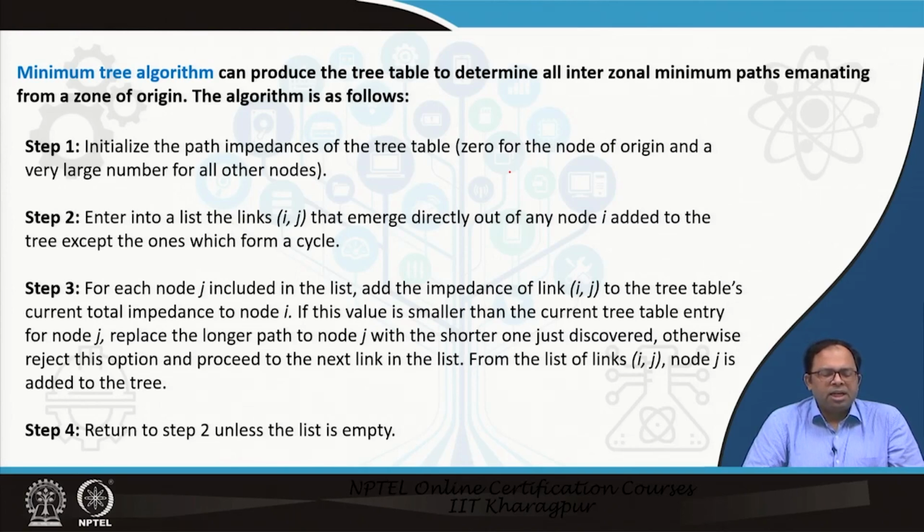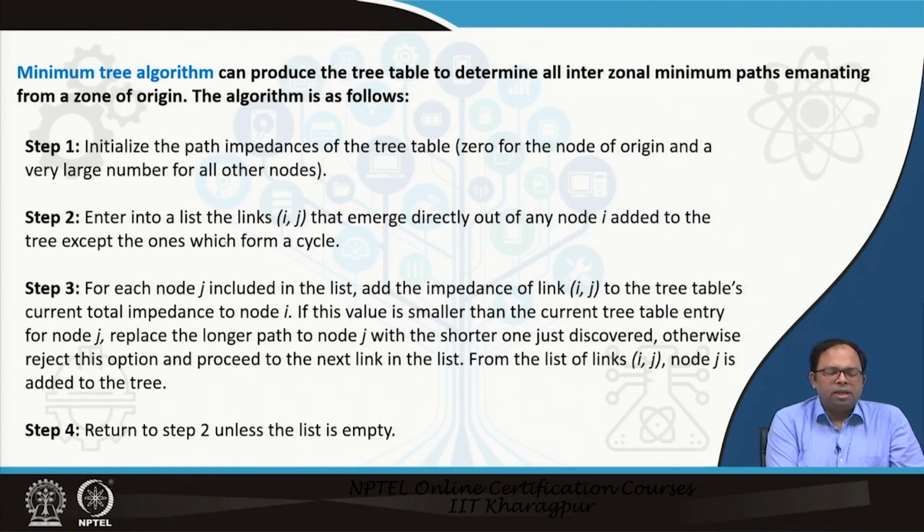Step 1 is to initialize the path impedance of the tree table, 0 for the node of origin and a very large number for all other nodes. So I was just discussing it, whenever we are starting with a shortest path problem, if we don't know there is a shortest path, we say it has an infinity value. So we can start with infinity, and 0 for the node of origin. That means we take the first path as 0, that is the starting point, and all values from this particular node to all other nodes as infinity. So this is the starting.